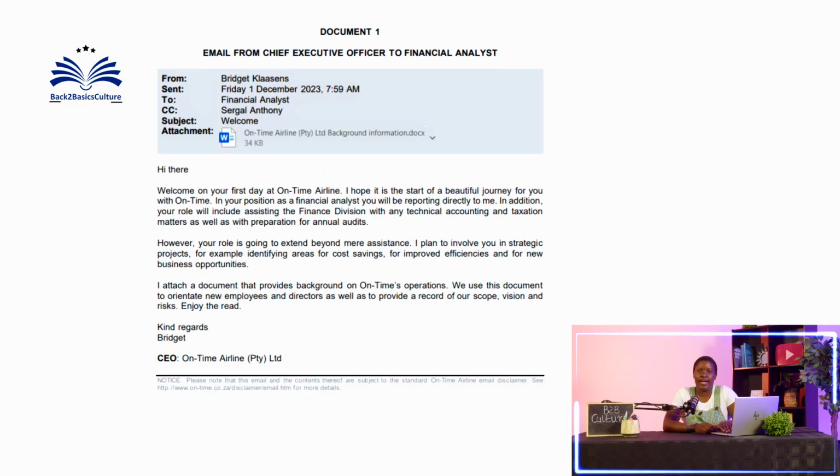So one tip already with regards to APC, when you are responding, make sure that your attachment is very, very specifically named. As we can see here, they named it On Time Airline Pty Limited. Sometimes what we see is candidates will just attach and say response A or attachment 1. Remember, what we're trying to do with APC is to mirror what we do in the workplace. And in the workplace, you would make sure that you are labeling your attachments very, very specifically. Okay, cool. So let's get right to it.